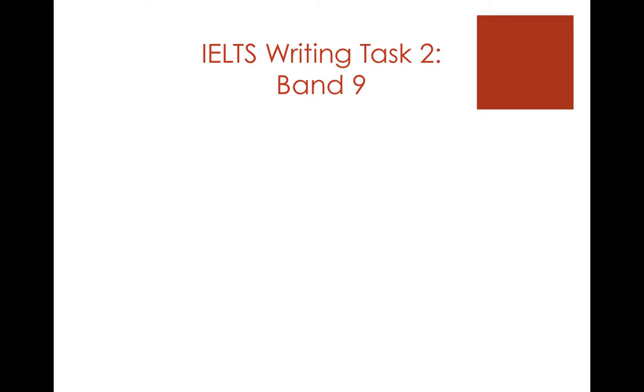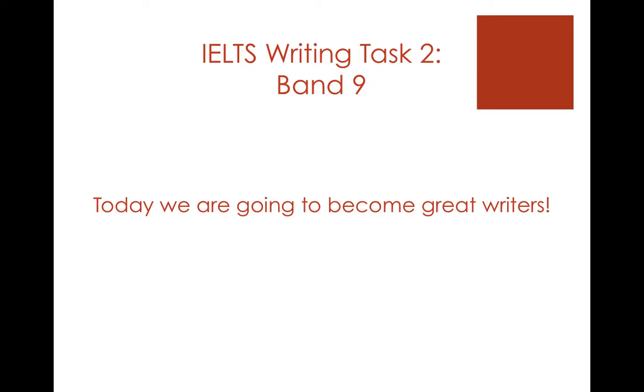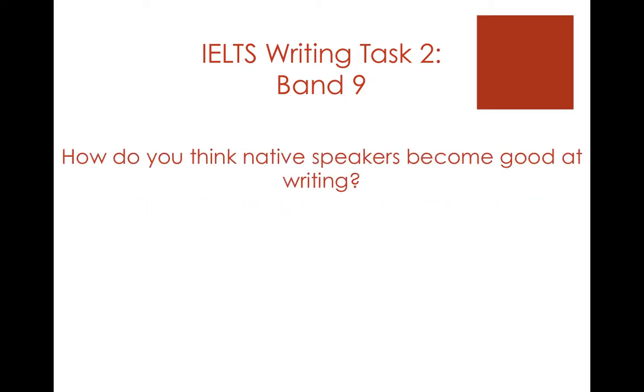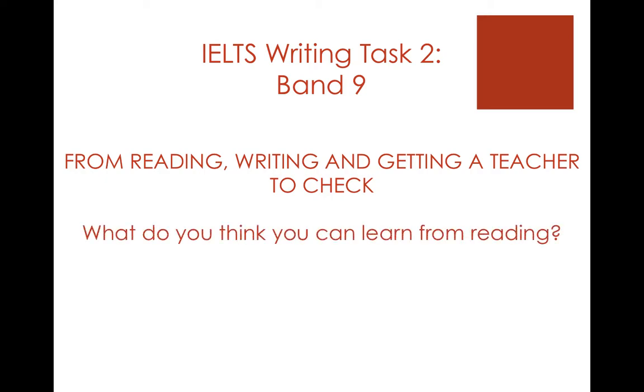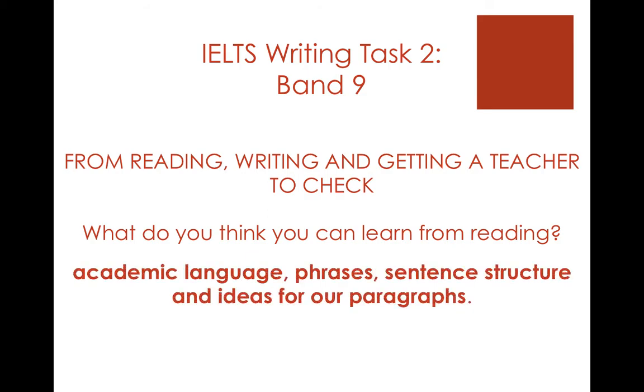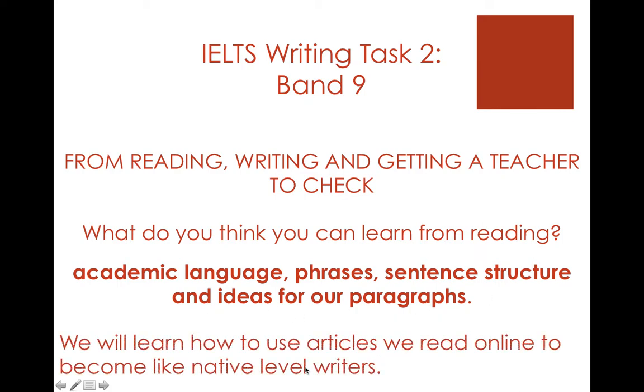IELTS Writing Task 2, Band 9 Writing. Today we're going to become great writers. How do you think native speakers become good at writing? They read, write, and get a teacher to check. What do you think you can learn from reading? Academic language, phrases, sentence structure, and ideas for our paragraphs. We will learn how to use articles we read online to become native-level writers.